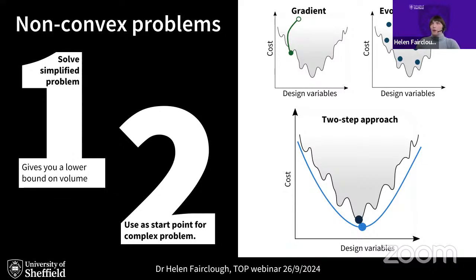You've probably all come across evolutionary algorithms, other meta-heuristics, gradient-based methods, where we just choose a starting point and try to improve from there. The approach that I tend to prefer for these more challenging problems is a two-step approach, illustrated in the larger graph on the right there: solve a simplified problem, generally one of those on the previous slide, get a lower bound there, and then use that as a starting point for the more complex one.